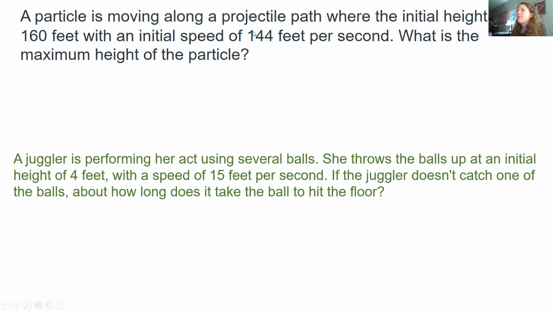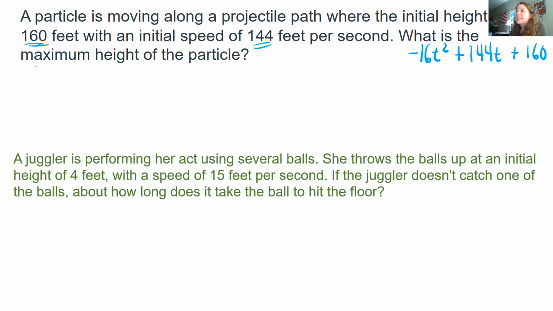All right, now this one talks about a particle moving along a projectile path where the initial height is 160 feet with an initial speed of 144 feet per second. What is the maximum height of the particle? So once again, we're using our -16 t squared plus our speed times t, plus our initial height. And now we don't have a 0 initial height, we have 160.